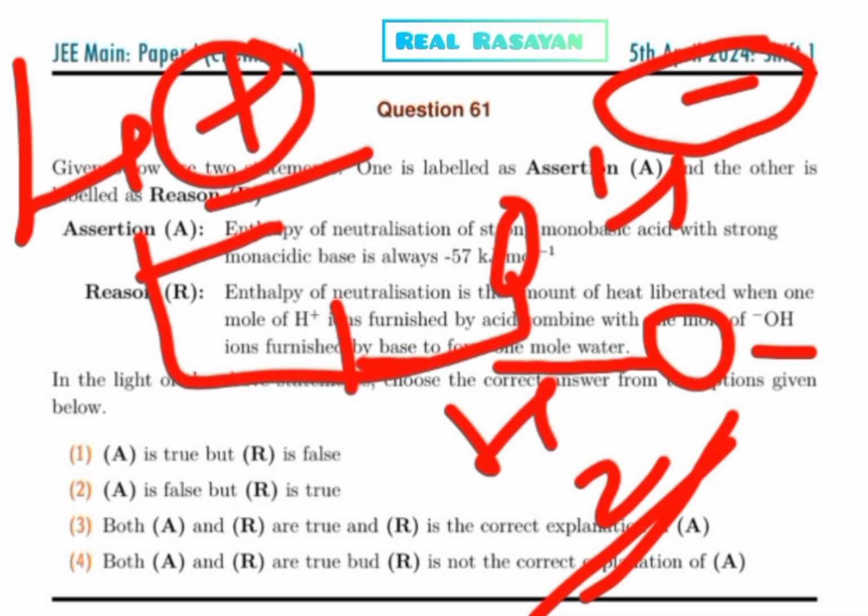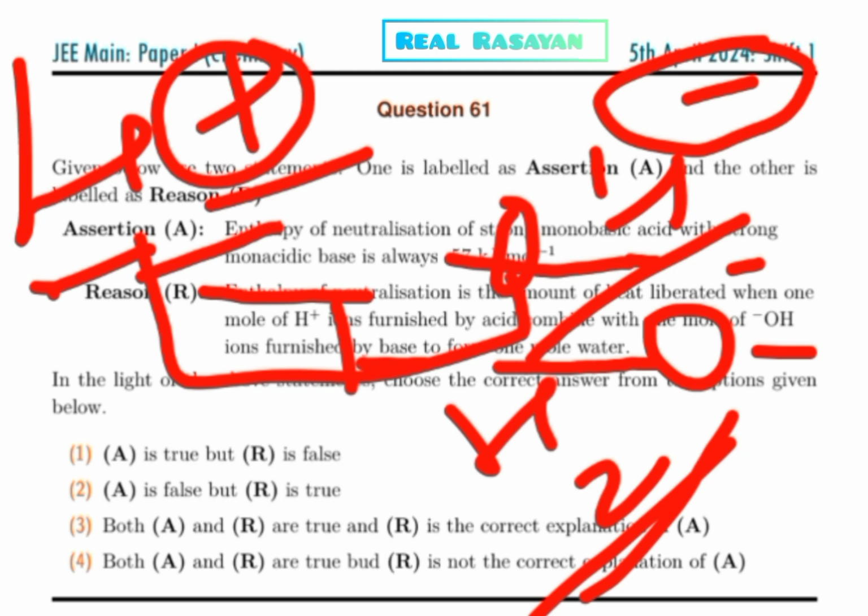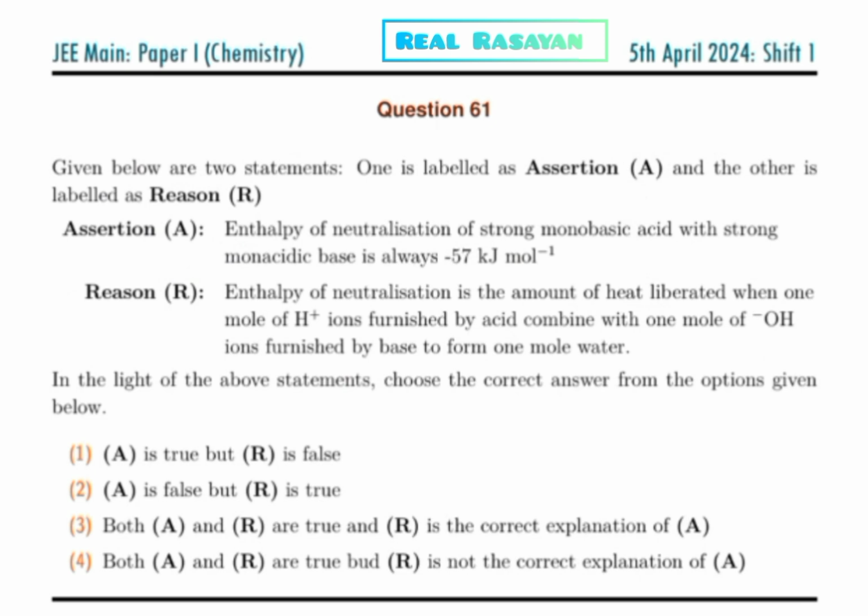So for the enthalpy of neutralization, the strong monobasic acid releases H positive ion and the strong monoacidic base releases OH negative ion. So it is correct. Both the statements are true.